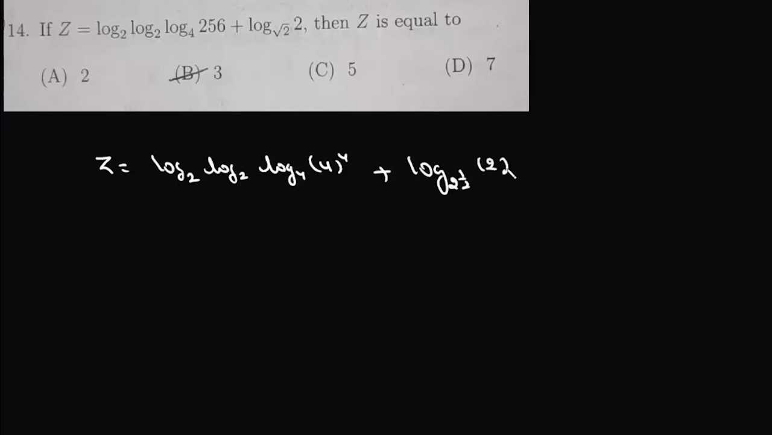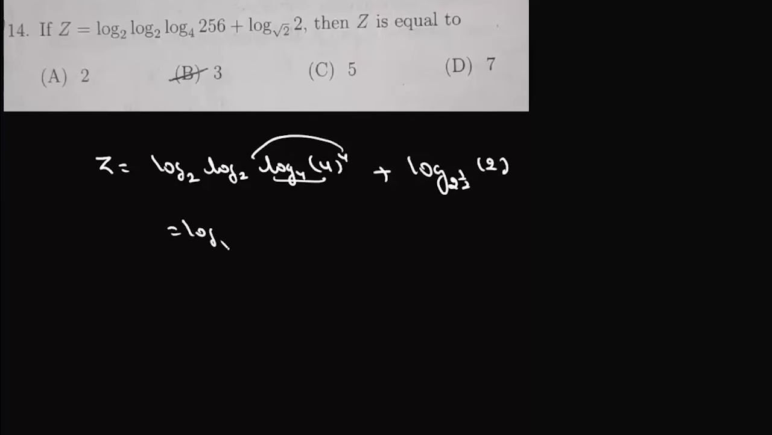Now question number 14 is very simple. We are given z, and this is log base 2, and this is log 4 of 256. 256 is 4 to the power 4, and plus log, and this is 2 to the power 1 by 2, and this is 2. Now log 4 base 4 is 1, and here will be log 4 base 2.